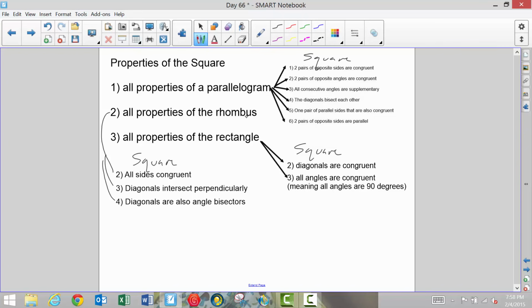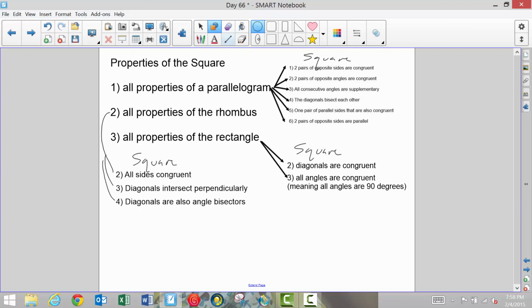You got to remember 3 properties for the rhombus on top of the 6 from the parallelogram. You got to remember 6 properties for the rectangle plus the 2 additional. But if you combine them all, those are all your properties of a square. So a square has 6, 3, so that's 9, and 11. 11 properties for a square.